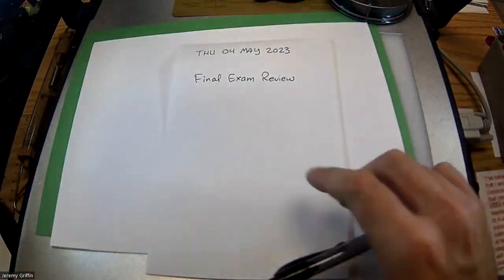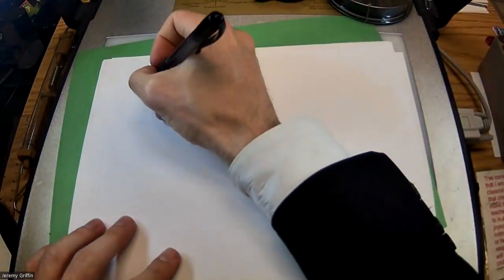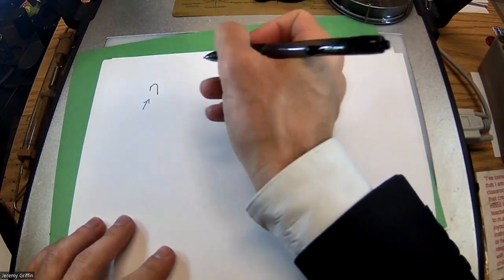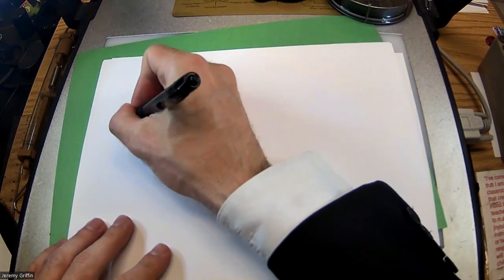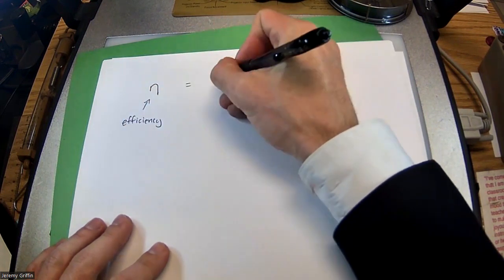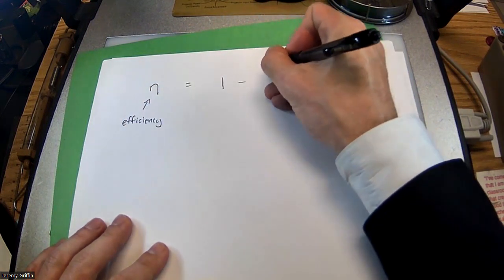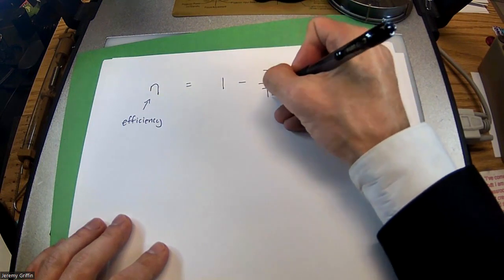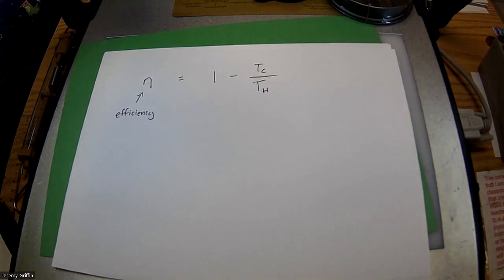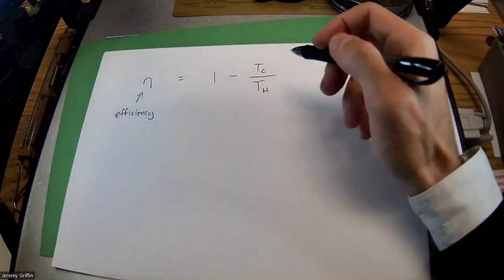And if you want efficiency, well, I got to break out the equation. Do you guys remember efficiency? We're using the Greek letter eta, which looks like an N with an elongated tail. So efficiency is equal to 1 minus the cold sink over the hot sink. Let me apply this a couple times. So let's run some examples of this.